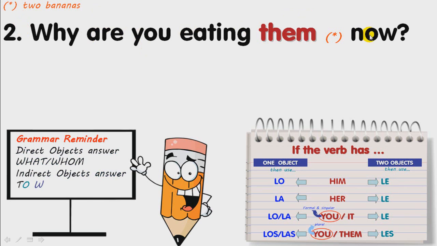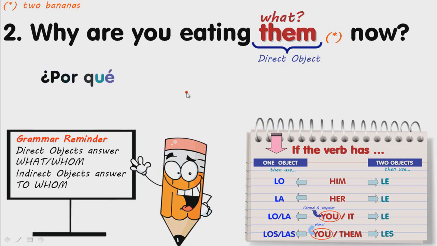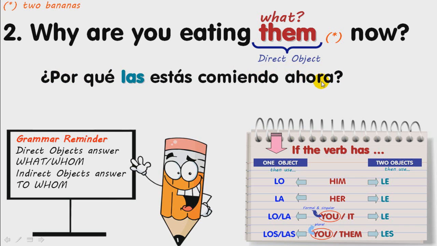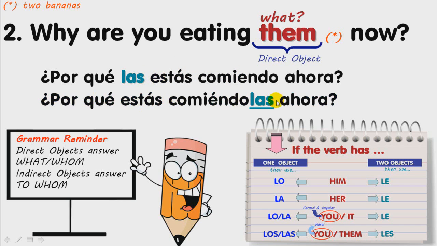Why are you eating them now? We are referring to bananas. How many objects do we have? One. It answers the question what. So we have only one object, and when we have one object for them, the translation is los or las, but in this case we're talking about bananas, which is feminine, so the pronoun we have to use is las. ¿Por qué las estás comiendo ahora? And as we have two verbs, estás and comiendo, we also have two options. ¿Por qué estás comiéndolas ahora?